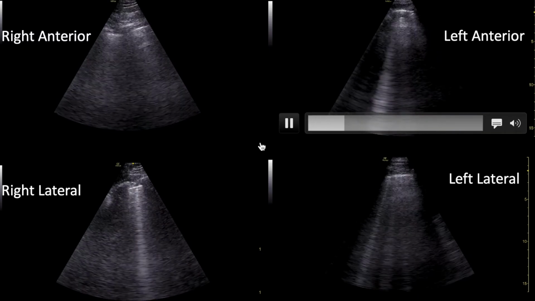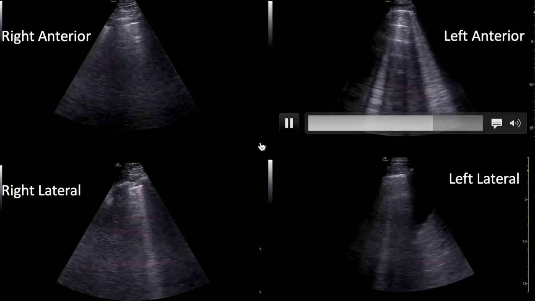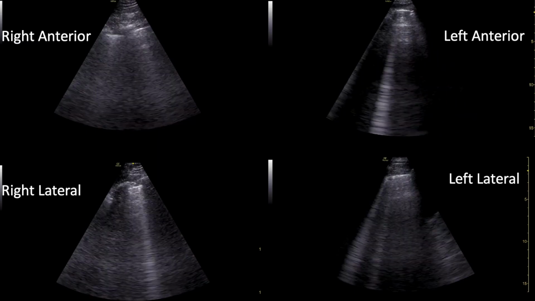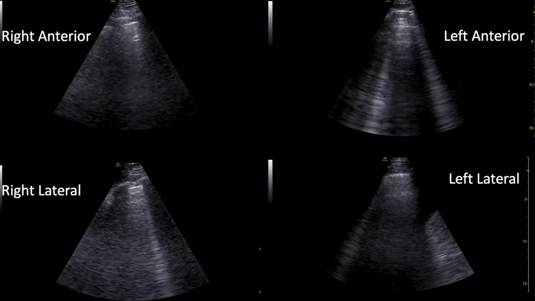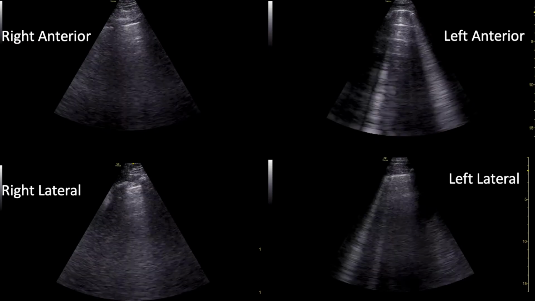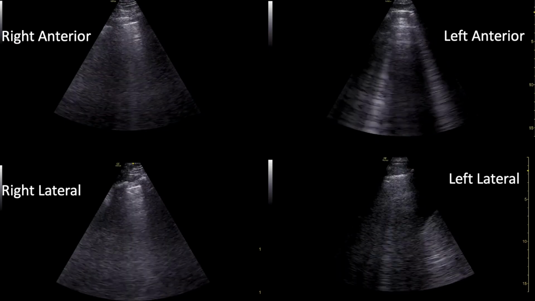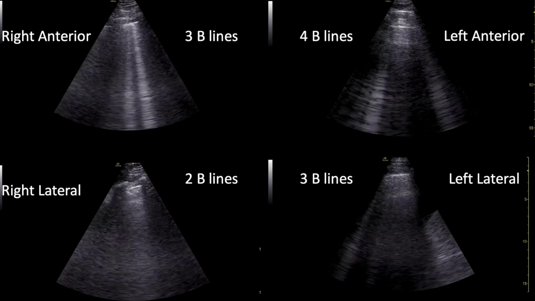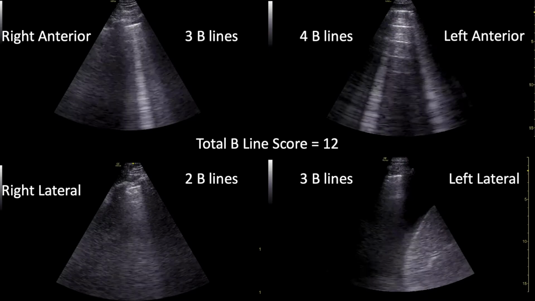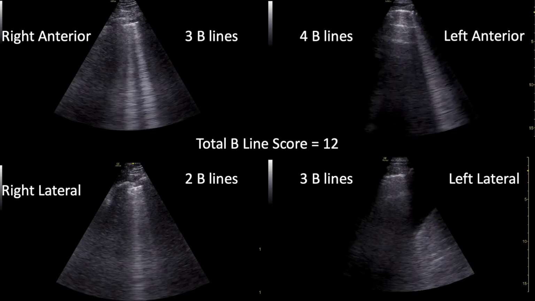If these anterior lateral zones were negative and no signs of B-lines, it'd be reasonable to go look posteriorly because you may pick up B-lines there because that's the most sensitive zone. But I think we know what's going on here. He's got a diffuse bilateral infiltrate. And if you score these B-lines, as we learned in part 1, you can see it's pretty high. His total B-line score is 12.